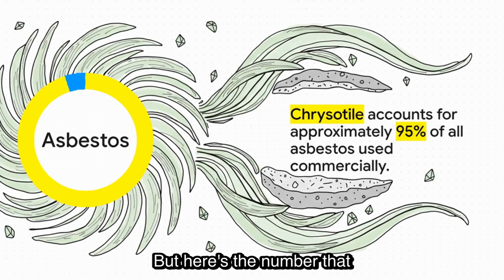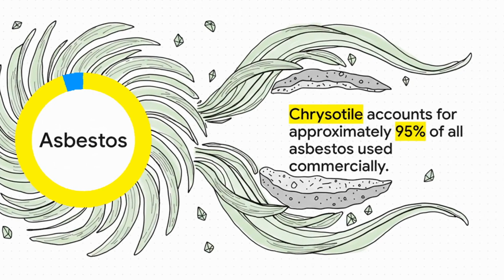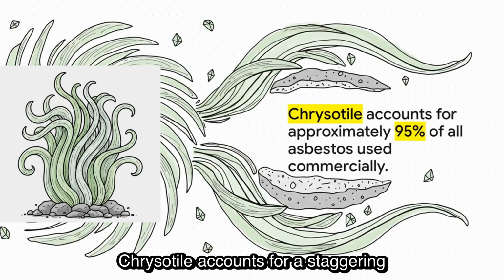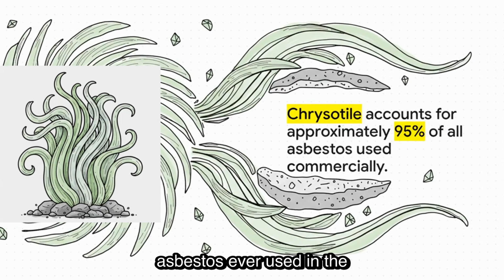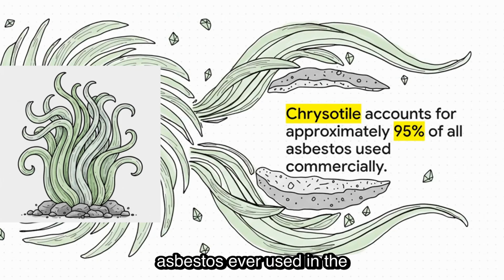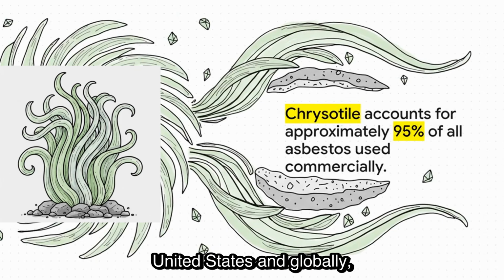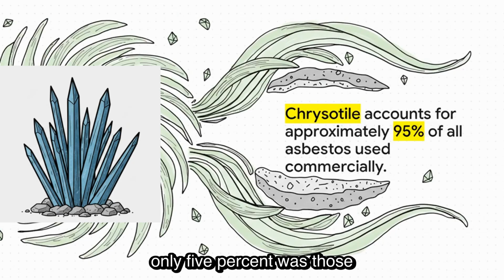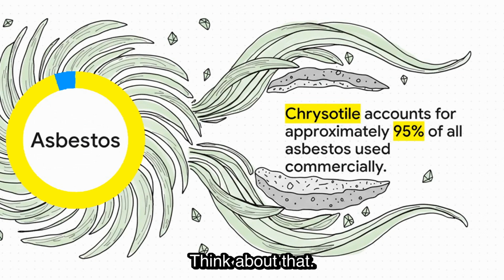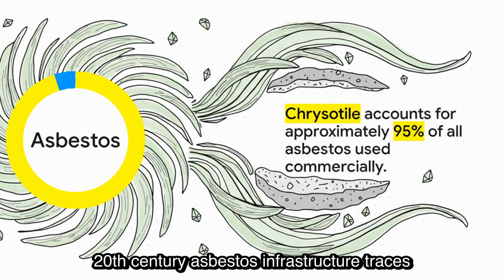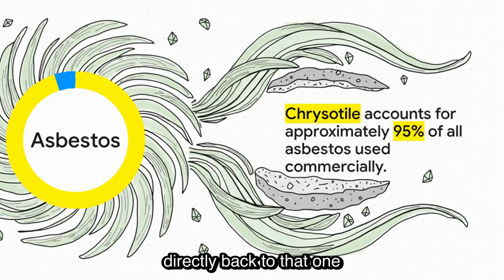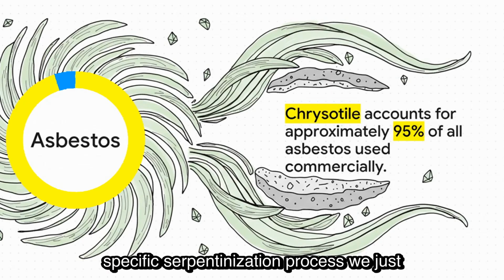But here's the number that puts it all into perspective. Chrysotile accounts for a staggering 95% of all the asbestos ever used in the United States and globally. 95%. Only 5% was those rigid amphibole classes. Think about that. The vast, vast majority of our entire 20th century asbestos infrastructure traces directly back to that one specific serpentinization process we just walked through.